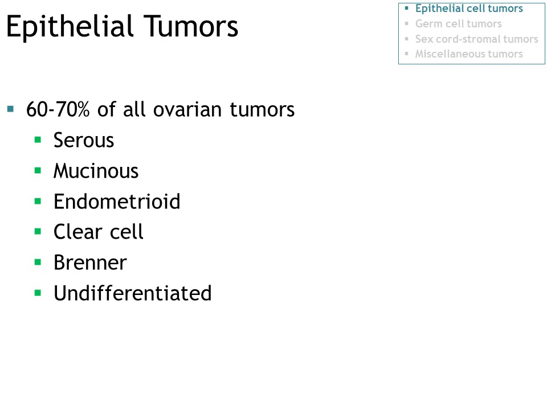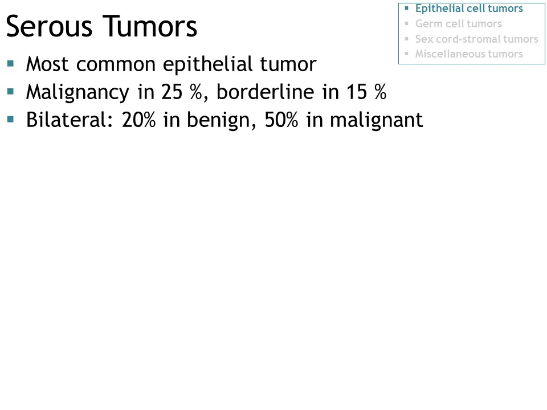Epithelial tumors account for 60 to 70% of all ovarian tumors and include two most common subtypes, serous and mucinous, and other less common subtypes, endometrioid, clear cell, Brenner, and undifferentiated carcinoma. First, serous tumors in epithelial tumor category. It is the most common epithelial tumor with malignancy rate of 25% and borderline in 15%. Bilateral cases are 20% in benign and 50% in malignant cases.